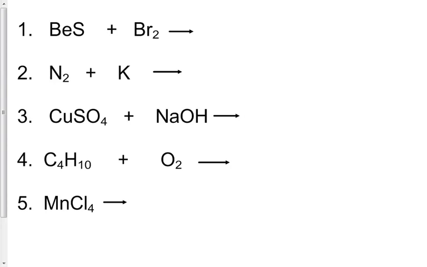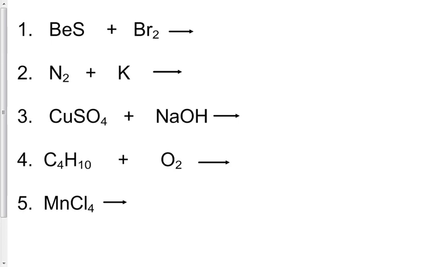Okay, so let's have a look at these here, guys. Each one will be out of 3 marks. You'll get 1 mark for each of the products and 1 mark for the balancing. Which means question number 2, you're actually going to get kind of 2 marks for one thing, but that's all right. For number 1, I've got beryllium sulfide reacting with bromine.